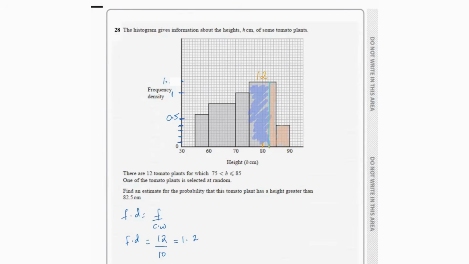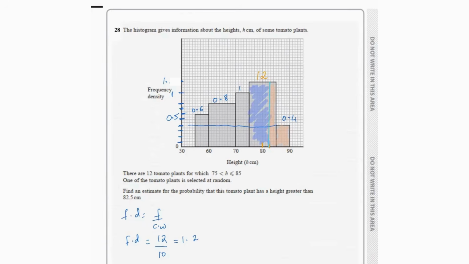So if you look at the y-axis now, for this 55 to 60, that's 0.6. This is 0.6, 0.7. This is 0.8. This is 1. This one is 0.4. So we have the frequency densities now for each of the bars.